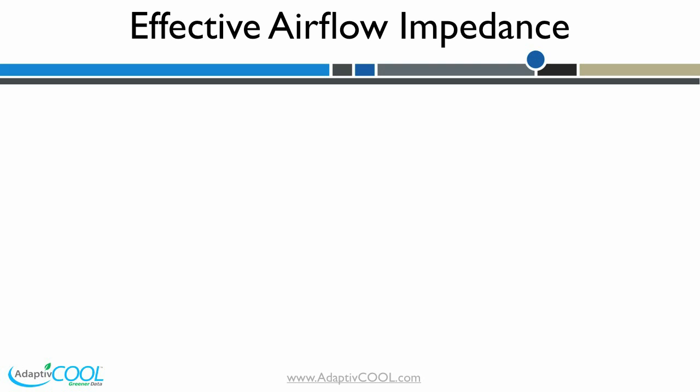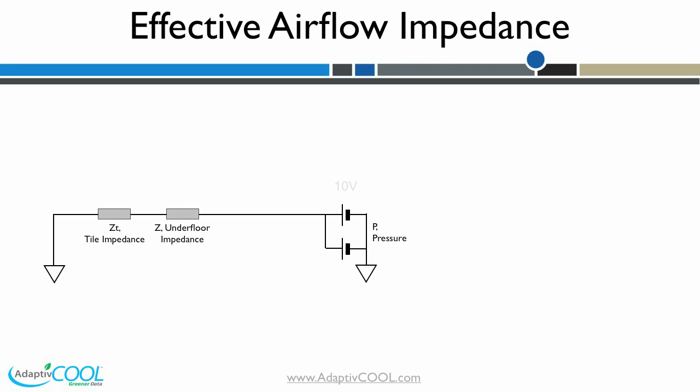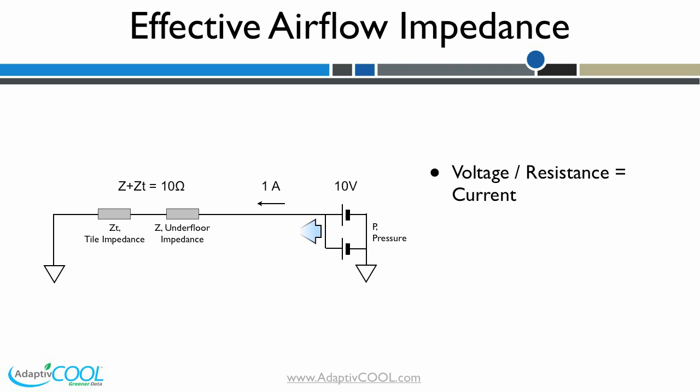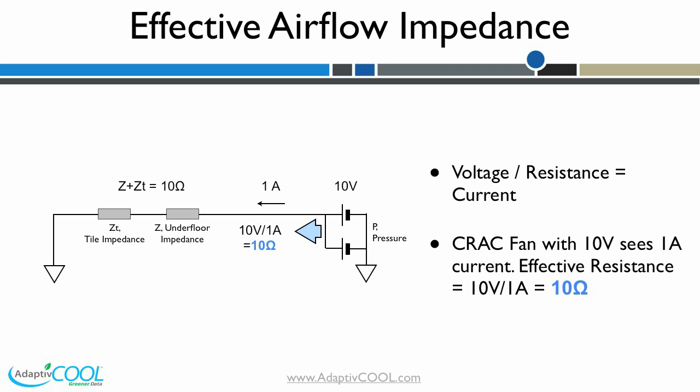In the equivalent electrical circuit as shown here, assume the batteries representing the cracks generate 10 volts and the net resistance is 10 ohms. The current through the resistors will be 10 volts divided by 10 ohms equals 1 amp. The equivalent resistance the battery sees is V by I, that is the ratio of voltage and the current drawn. Here it is 10 volts divided by 1 amp equals 10 ohms.